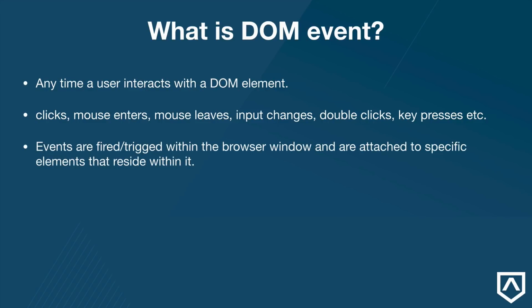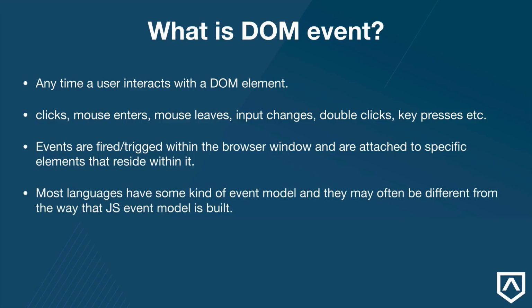Events are fired and triggered within a browser window and are attached to specific elements that reside within it. Okay? And the cool thing is that most languages actually have some sort of event model built into the language. JavaScript has an event model built into the language in the browser context. That event model is actually a little bit different than the events that may or may not take place within a Node environment. So things behave differently than you may expect them to between JavaScript that runs on the browser and JavaScript that runs in a Node.js environment. So that's maybe something you didn't know.